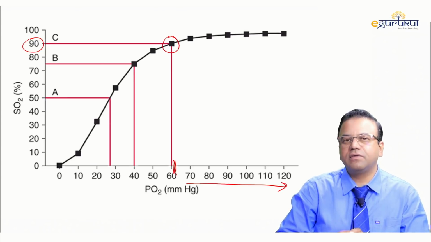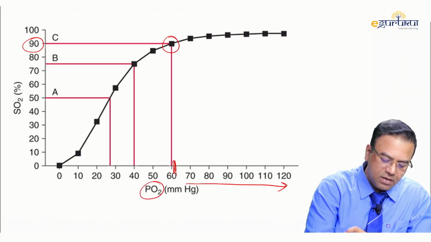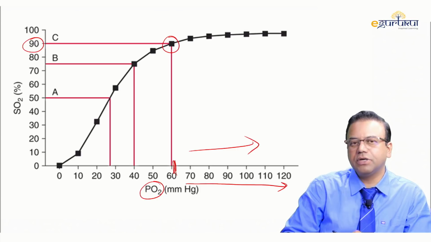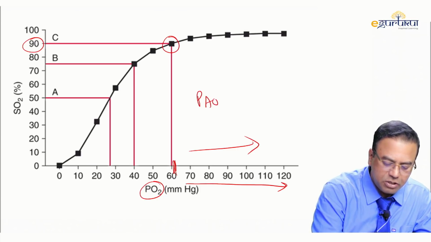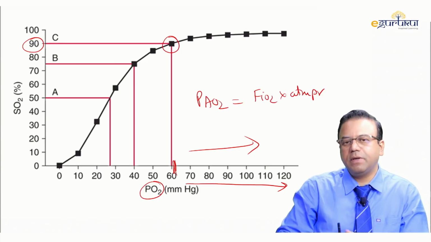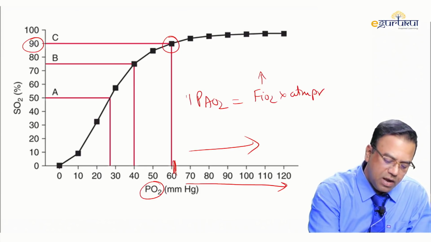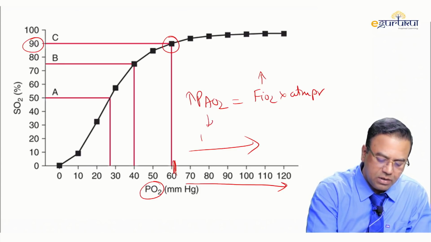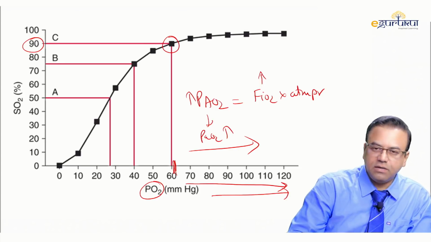The point I'm trying to stress here is, when we have patients on ventilators, it may not be the best way to give higher FiO2, because one of the ways we can increase partial pressure of arterial oxygen is to increase FiO2. Remember the concept that we discussed earlier, that partial pressure of alveolar oxygen depends on FiO2 into atmospheric pressure. Now, the higher the FiO2 we give, the higher the alveolar oxygen, the higher the arterial oxygen you can get, and it will keep on increasing.